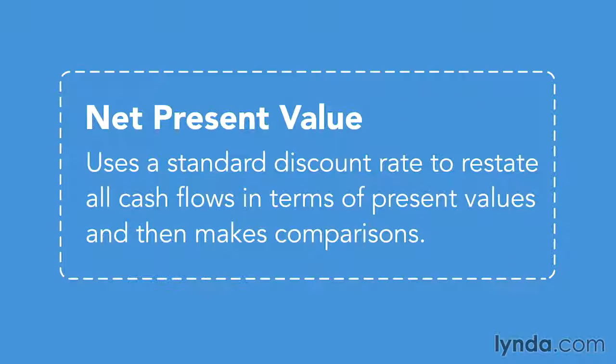Two widely used capital budgeting techniques recognize the time value of money: the net present value method and the internal rate of return method. Both methods apply discounted cash flow principles in determining the acceptability of an investment. The net present value method uses a standard discount rate, that is the hurdle rate, to restate all cash flows in terms of present values, and then makes comparisons.